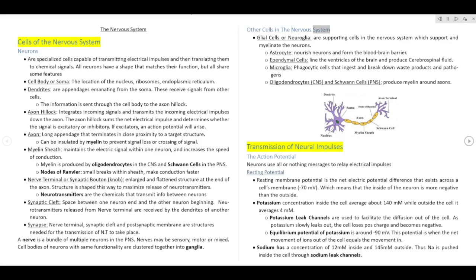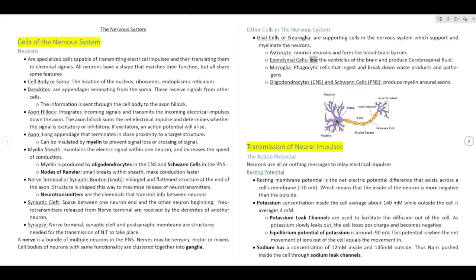Other cells in the nervous system. Glial cells or neuroglia are supporting cells in the nervous system which support and myelinate the neurons. Astrocytes nourish neurons and form the blood-brain barrier.